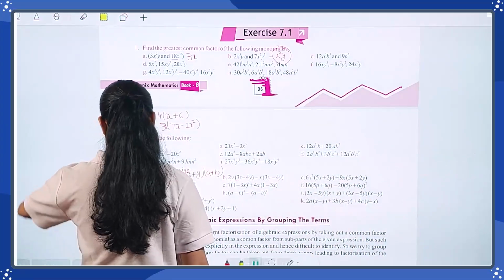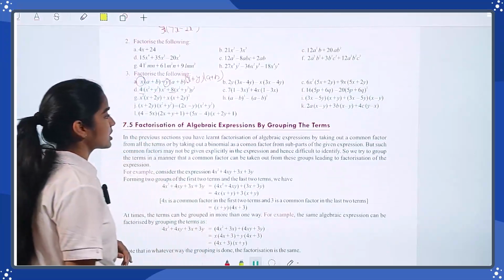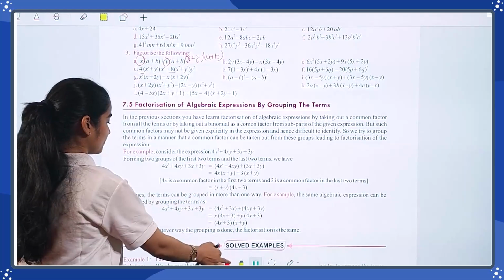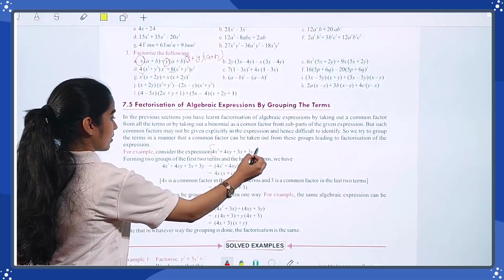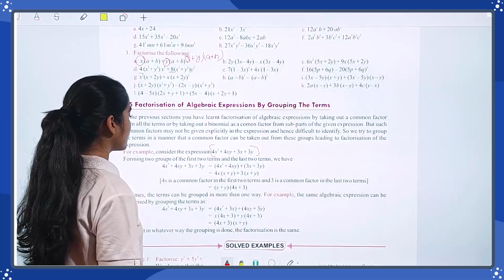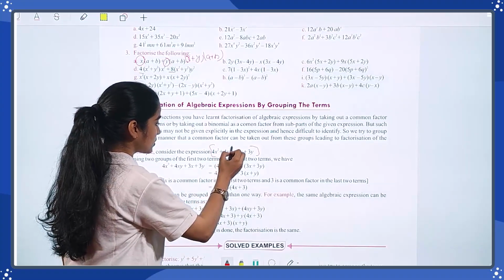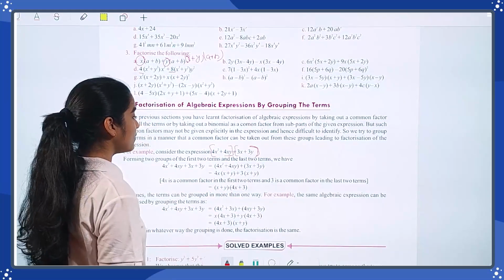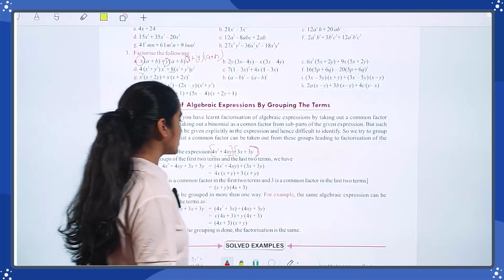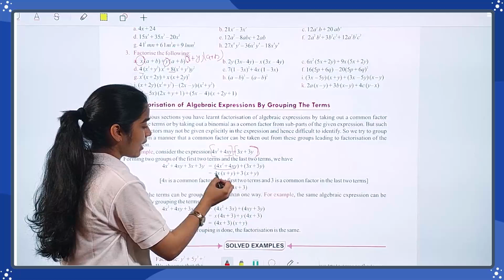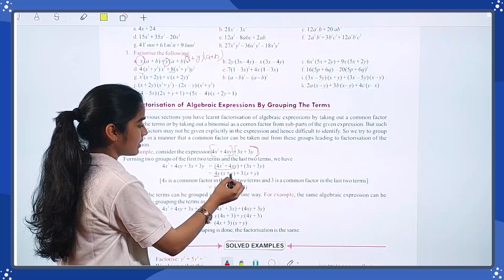Okay. Next we have factorization of algebraic expression by grouping the terms. So this is your term: 4x square plus 4xy plus 3x plus 3y, forming two groups of the first two terms. So first you have to take this to one group and this will be your one group. Now you have to find out the common factor between these two groups. So the first term you have 4x square plus 4xy. So in these two we have common 4x and inside we have x plus y.